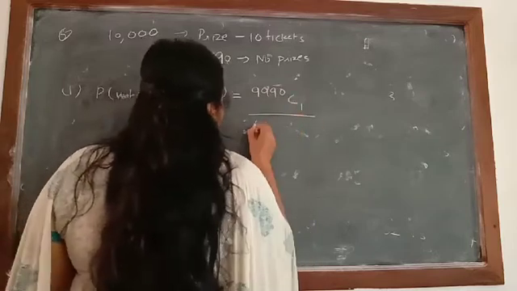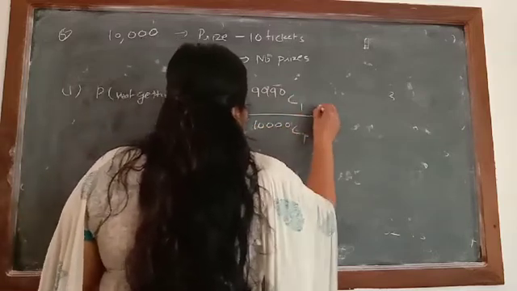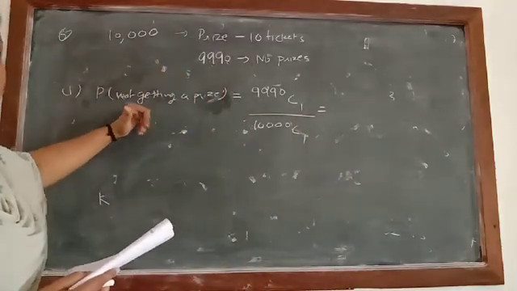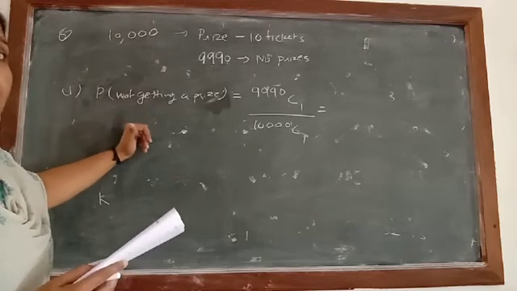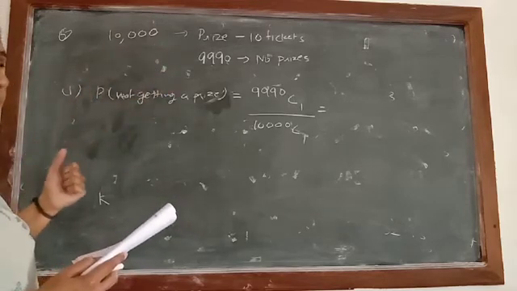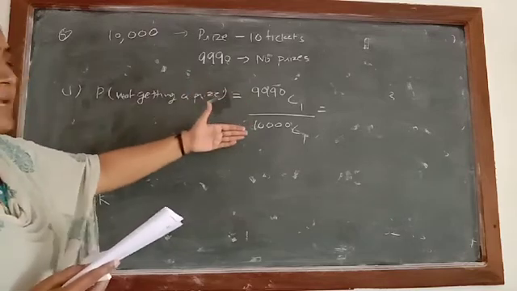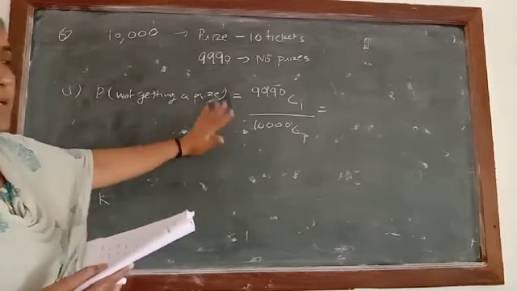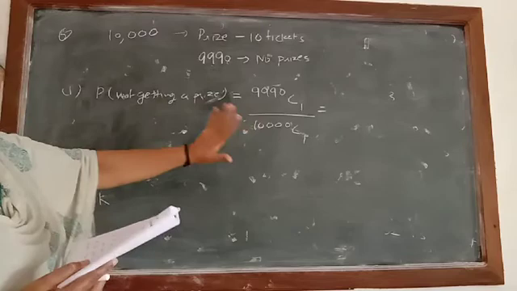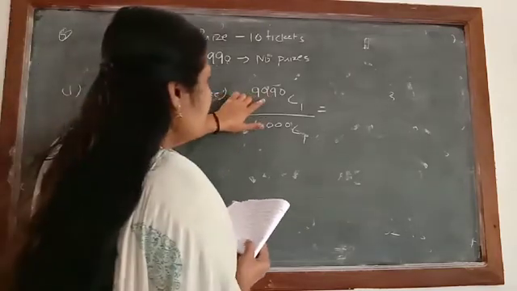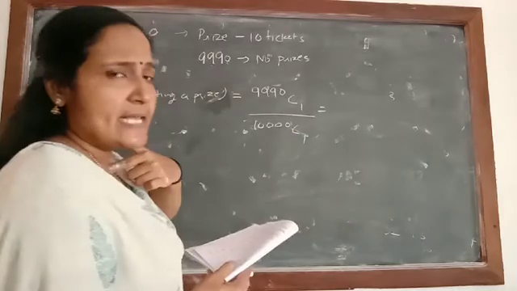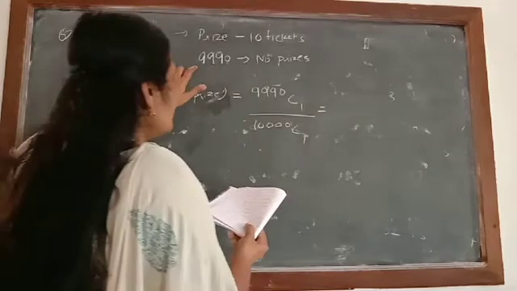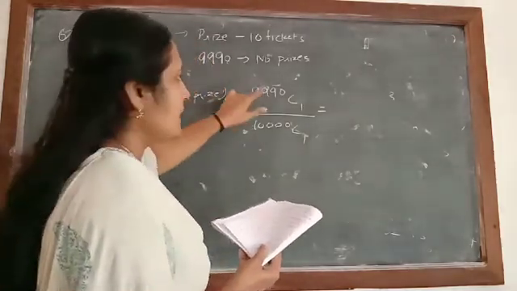9,990 C1 by 10,000 C1. Why did I write it in this way? Because if we are purchasing more than one ticket, then we have to use the concept of combination, as we are selecting the tickets. In this one, if you want, you can also write it directly. But I haven't written it that way because in the next one we have to use the concept, so that you become familiar with how to use it. Why did I write 9,990 C1? I selected one ticket and in that ticket the prize is not there, meaning I selected the ticket from these bundles. So that's why it is written in this way.